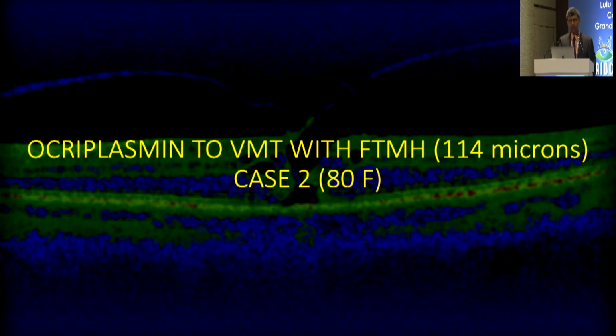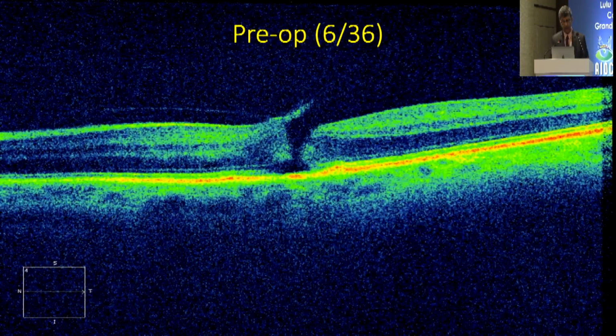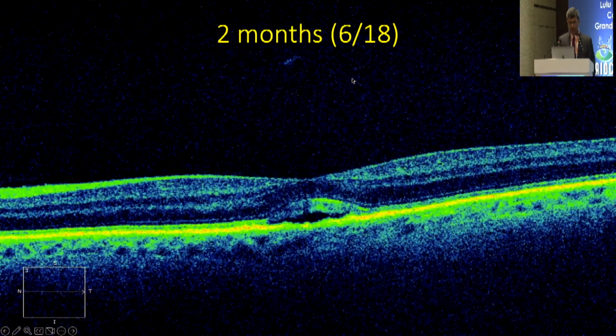My second case is that of an 80-year-old lady with some amount of dry AMD. The macular hole measured 114 microns. At the preoperative stage, the vision was 6/36. You can see the tractional element there. 2 months after the ocriplasmin, vision improved to 6/18. We were left with some amount of subretinal fluid.